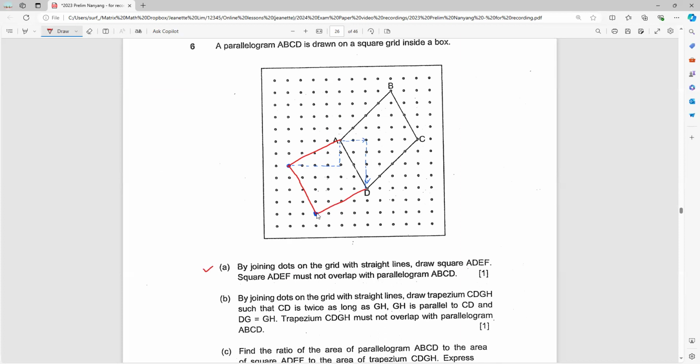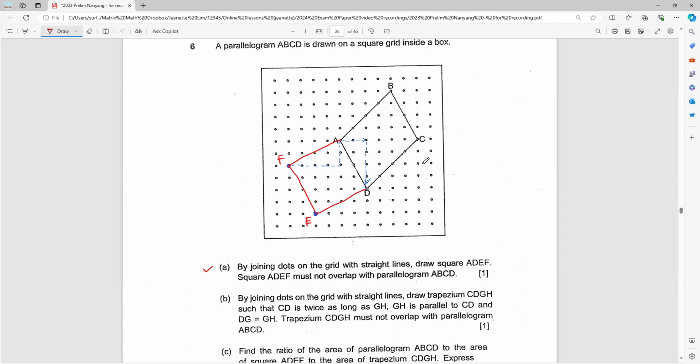Then for part B, by joining dots on the grid with straight lines, draw trapezium CDGH. Okay, any points given? Yes, C and D are given. Wait, sorry, we need to label this A, D, E, F. So this is E, this is F. Make sure you go in sequence, not the other way. If they say A, D, E, F, you have A, D, then E first, and then F. Go either clockwise or anti-clockwise, but it must be in sequence.